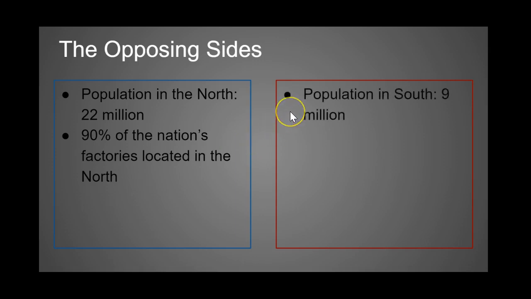Now, the population of the South came in at 9 million, and they had half as many miles of railroad. This is considered a disadvantage because the railroad allows the side who has more railroad to transport troops, transport goods, it's used for military traffic, and the South doesn't have as much railroad as the North.